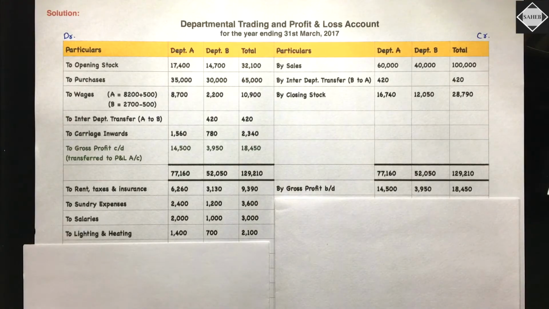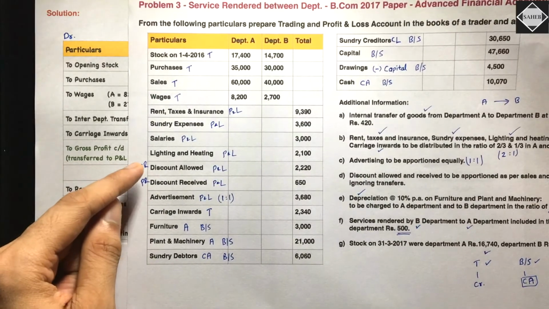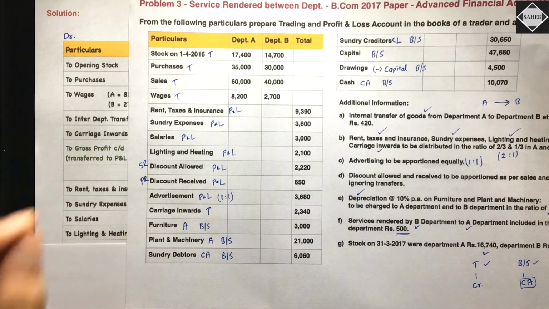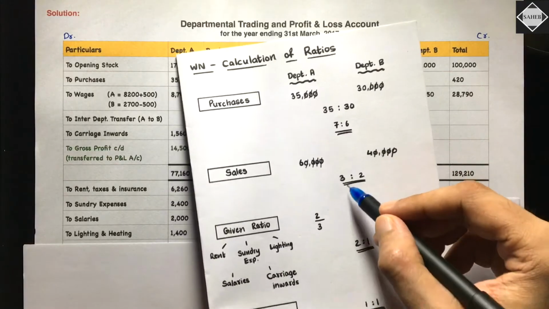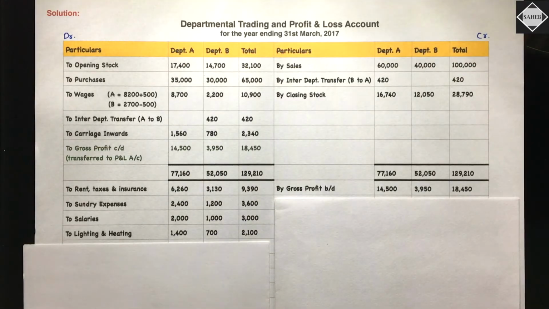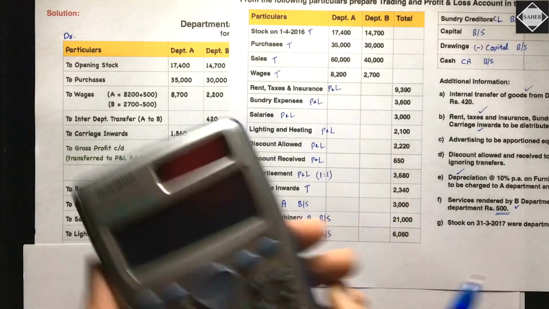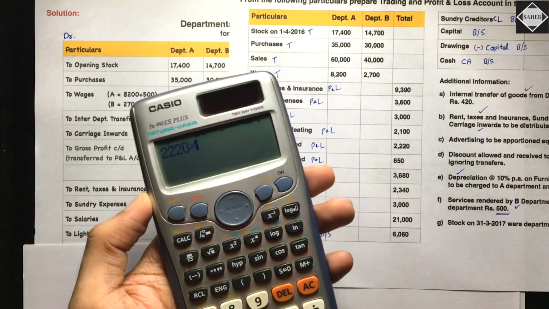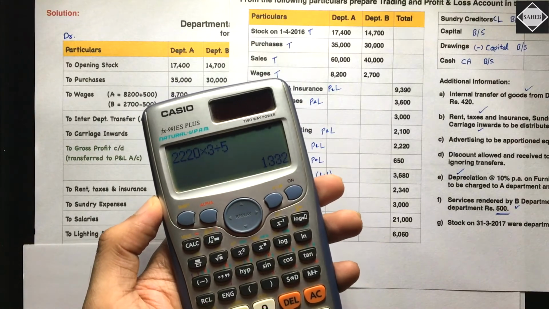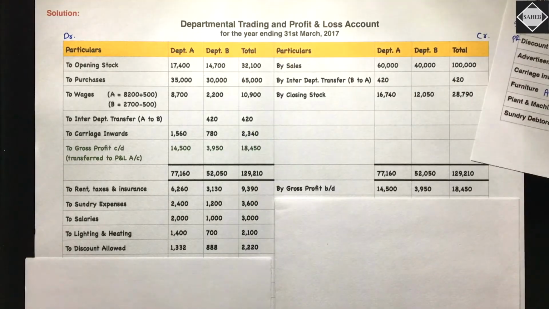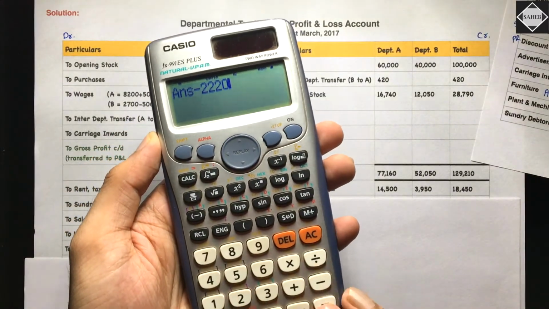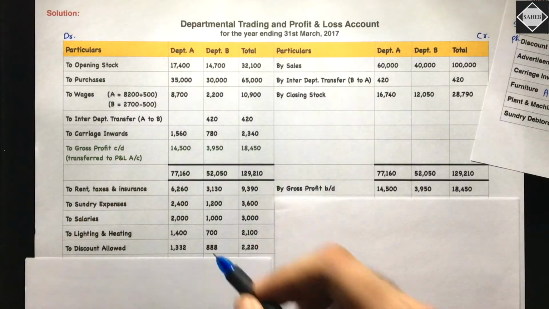Then what do we have after this? See, we have discount allowed. Discount allowed is an expense and it will be distributed in the sales ratio. Sales ratio we have already calculated, isn't it? Sales ratio was 3:2. So let's just do that. Discount allowed is 220. 220 into 3 divided by 5, that's equal to 132. Discount allowed 132 for department A, and then for department B, balancing figure minus 220, that's equal to 88, right? Fine.